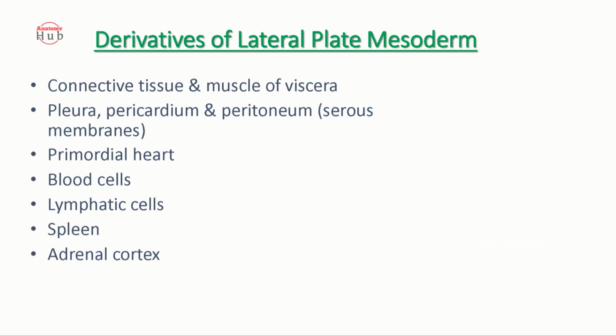The lateral plate mesoderm gives rise to muscles and connective tissue of the viscera. That means the smooth muscles. Serous membranes such as pleura, pericardium, and peritoneum. Blood and lymph cells also arise from lateral plate mesoderm. The cardiovascular and lymphatic system also develops, and the spleen and adrenal cortex also develop from this lateral plate mesoderm.